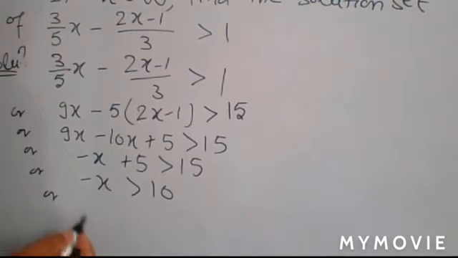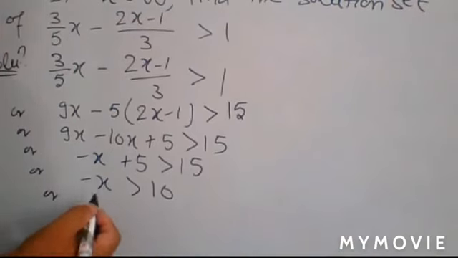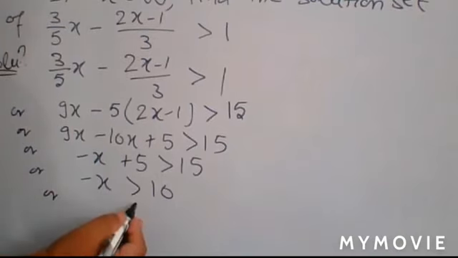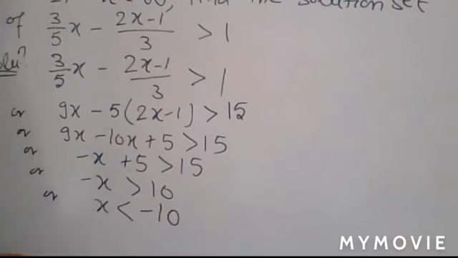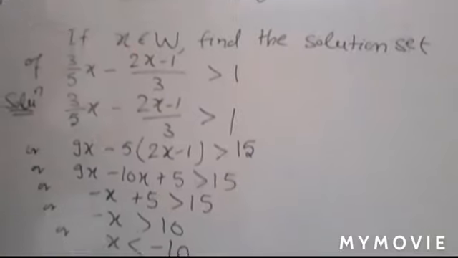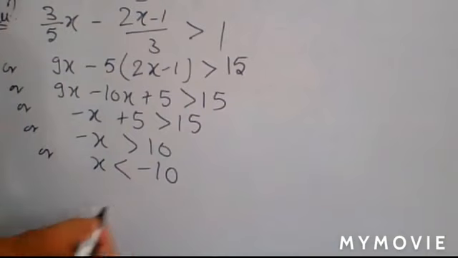Now you multiply both sides by minus 1. Since you are multiplying by minus 1, the inequality is changed. So x is less than minus 10. Here it is given x belongs to whole number, but your value of x is less than minus 10, so minus 11 and all those numbers are not whole numbers.